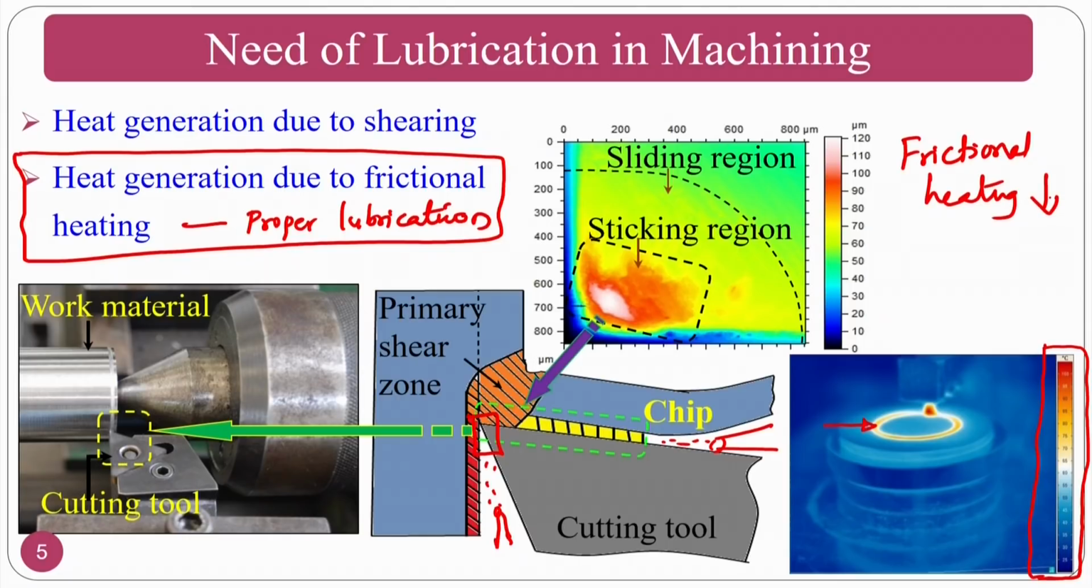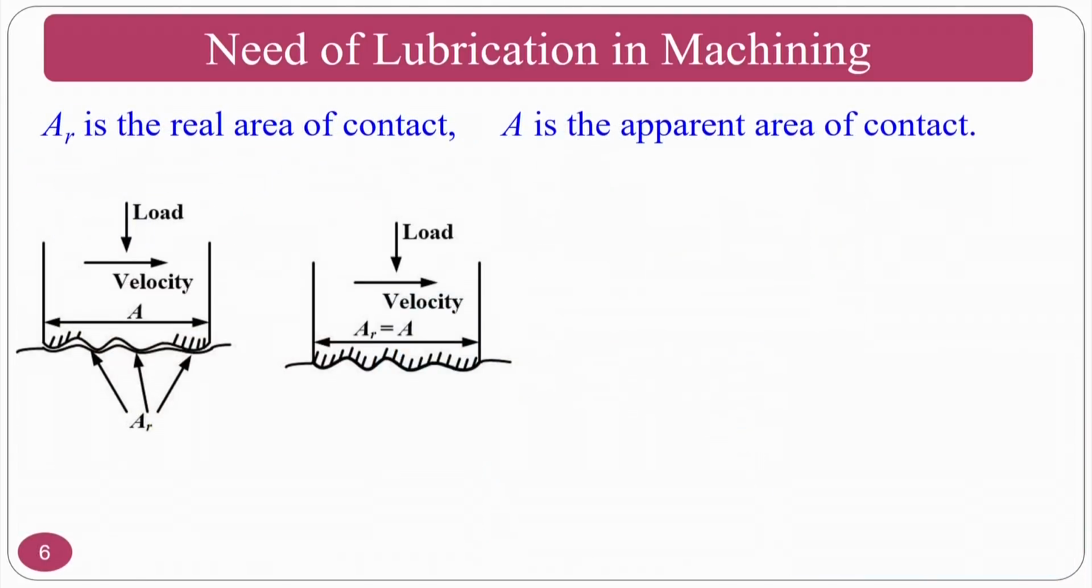Okay, so that is what the bottom line of this slide is concerned. This is about the need. And another way to understand this is, if you have seen in the previous class, what I am talking about is A_R, the real area of contact, as well as A, the apparent area of contact.